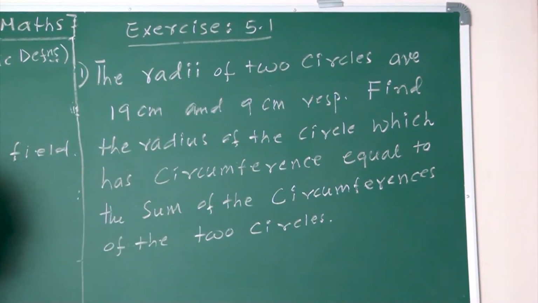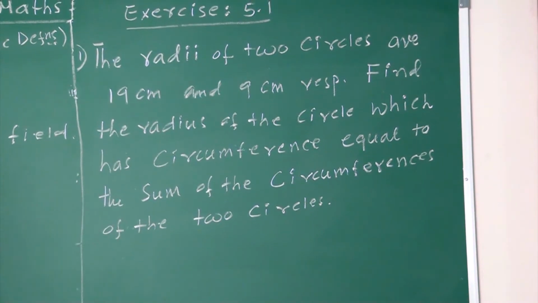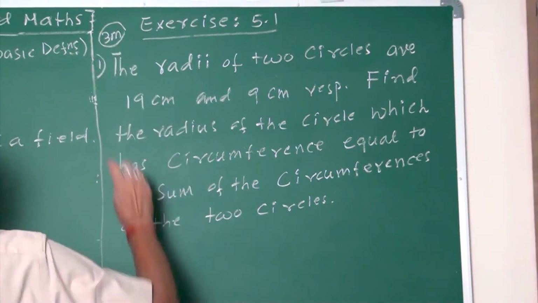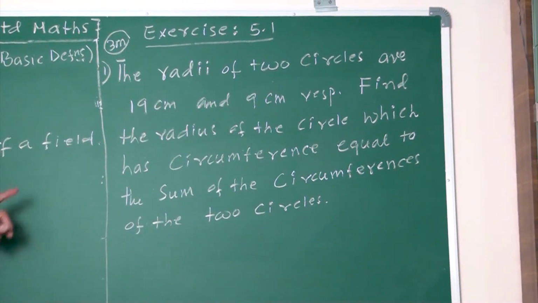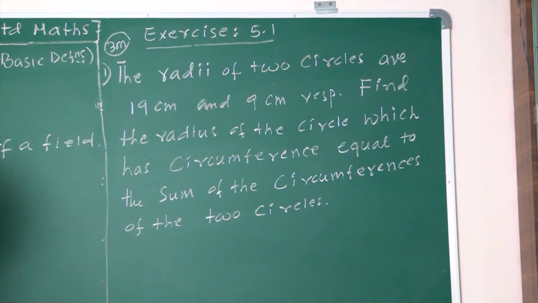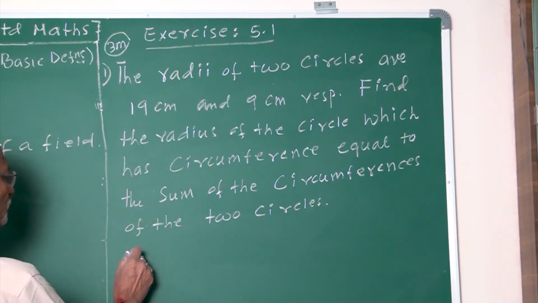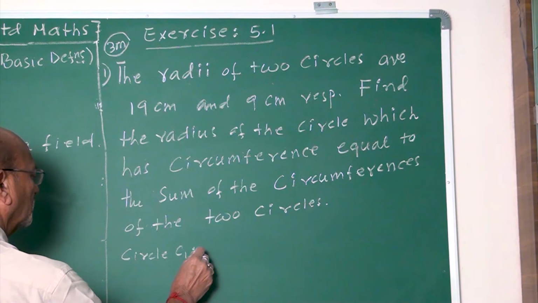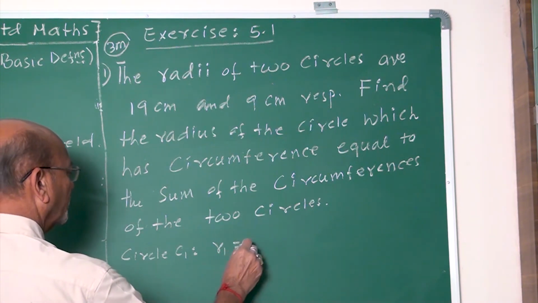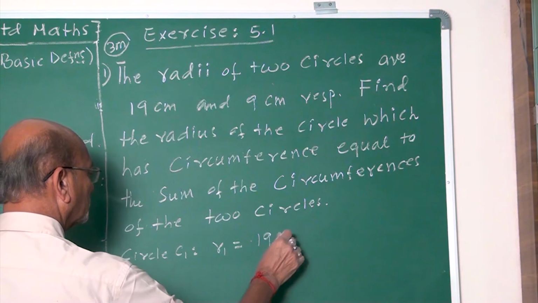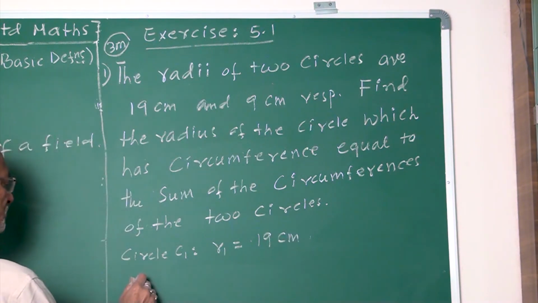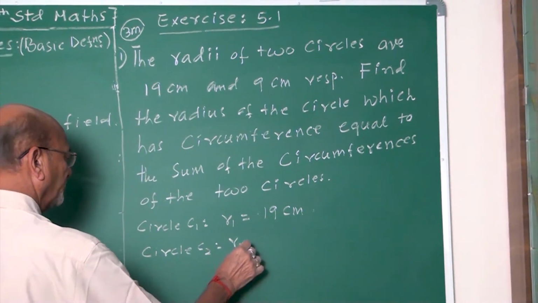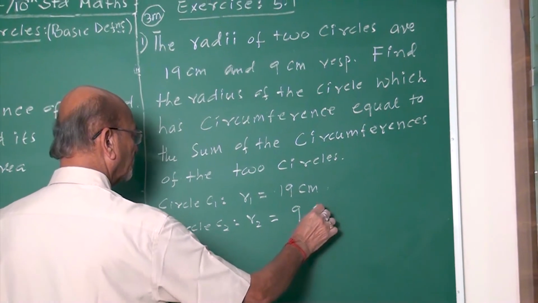Yes, friends, read it. These are 3 mark questions, my friends. You have one example under 3. The radii of 2 circles. 2 circles means you can denote them as what? Circle C1, C2. First circle C1, its radius R1 is 19 centimeter. Circle C2, its radius R2 is given as 9 centimeter.